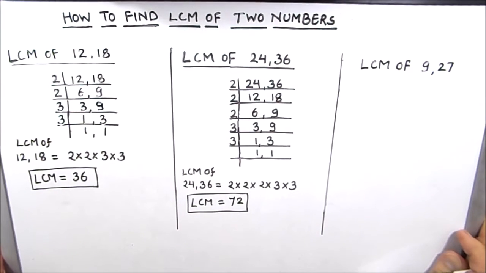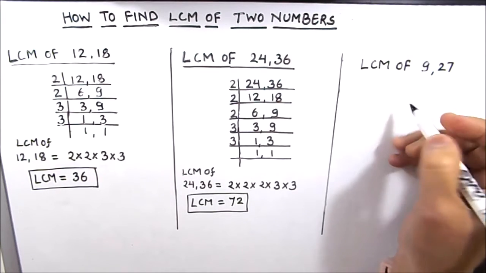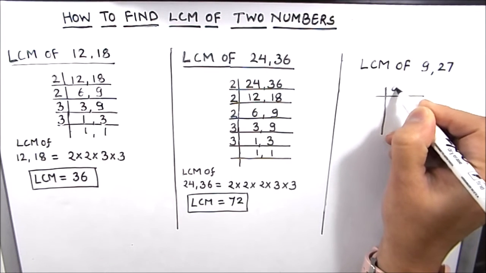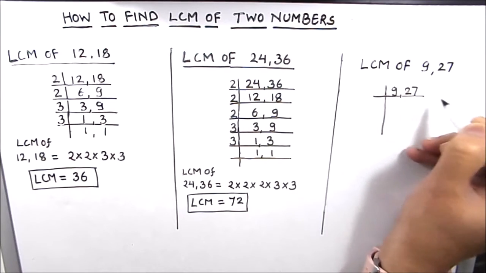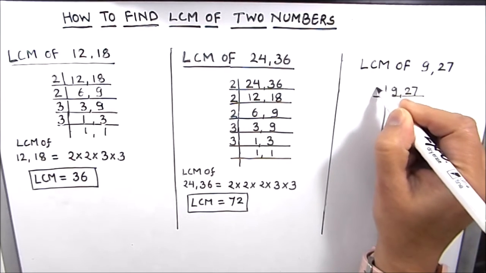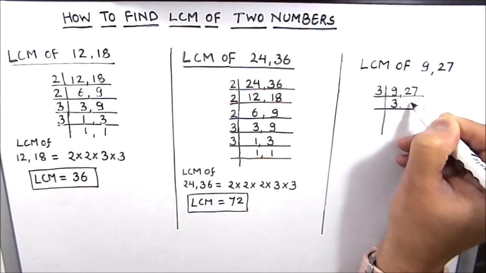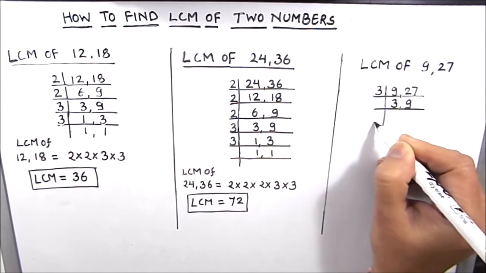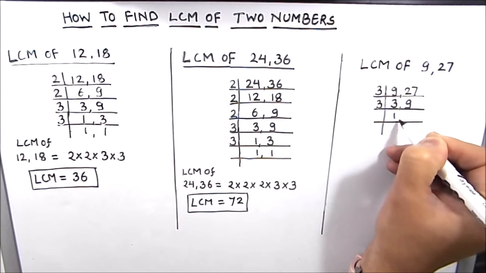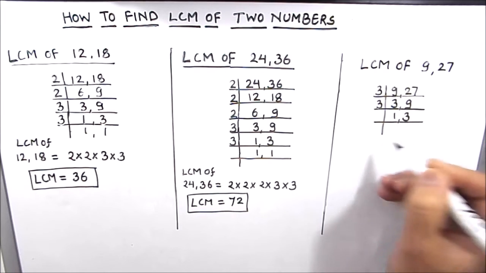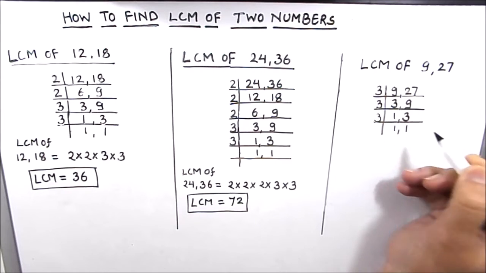Now we'll move on to our last example where we are going to find the LCM of 9 and 27. So in the single ladder we are going to write the two numbers 9 and 27. Now as both the numbers are odd numbers, we can use 3 to divide the two numbers. 3 times 3 is 9 and 3 times 9 is 27. Again 3 and 9 are divisible by 3. 3 times 1 is 3 and 3 times 3 is 9. Now 3 is divisible by 3. 3 times 1 is 3.